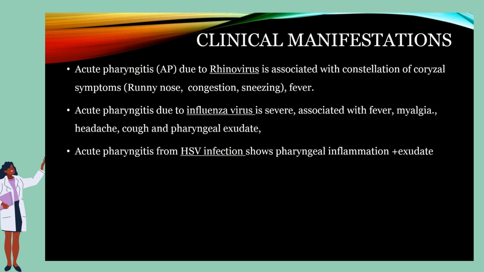Acute pharyngitis from HSV infection, that is herpes simplex virus infection: those patients will show pharyngeal inflammation. You can see the pharynx through a torch in the patient. The pharynx will be a little inflamed and reddish in color, and there will also be white patches in the pharynx.